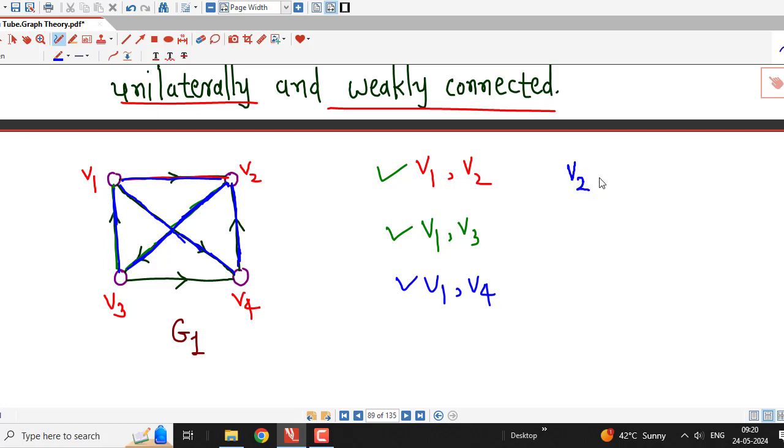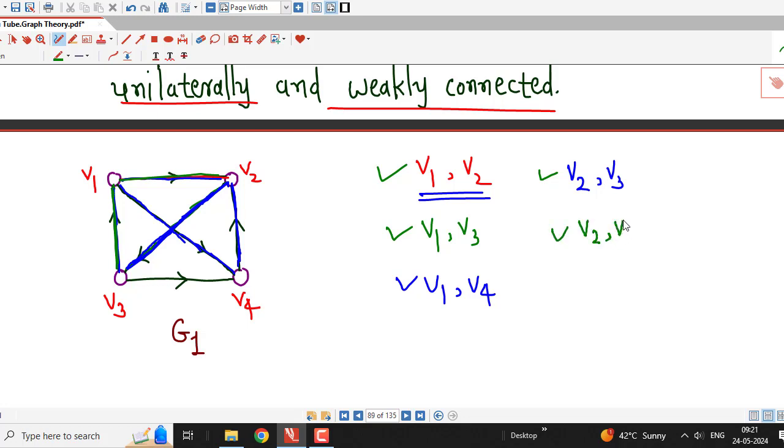Then we check for V2 and V3. V2 and V1 is already checked. So for V2 and V3, this is a path from V2 to V3, and if I want to go from V3 to V2, I have to consider this path. So there is a path from V2 to V3 as well as from V3 to V2.